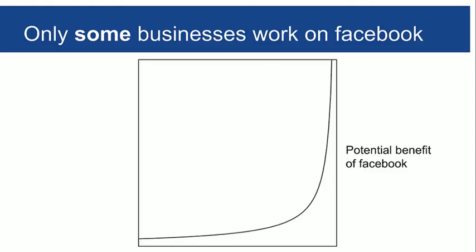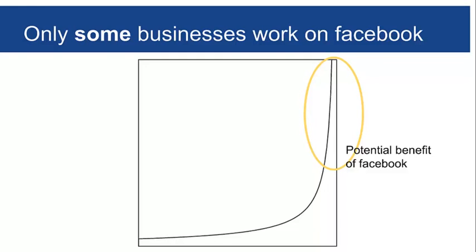Okay, so let's say you've taken all those businesses that are out there and you line them up with how much benefit they could get out of Facebook. Most of them will not get much benefit. Most of the potential benefit will be concentrated on the top 20%, the best 20%, okay? And some of them will do incredibly well. So where that gold ring is there, those are the businesses that you want to be talking to.